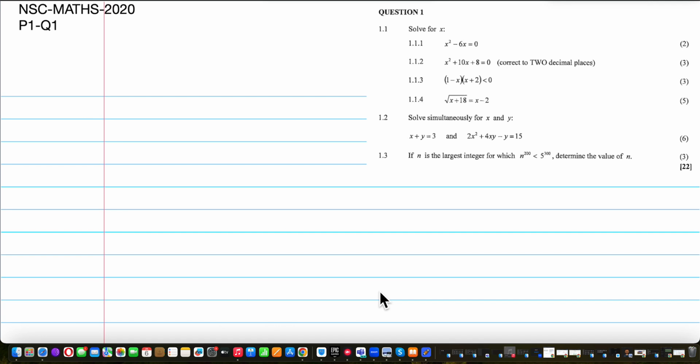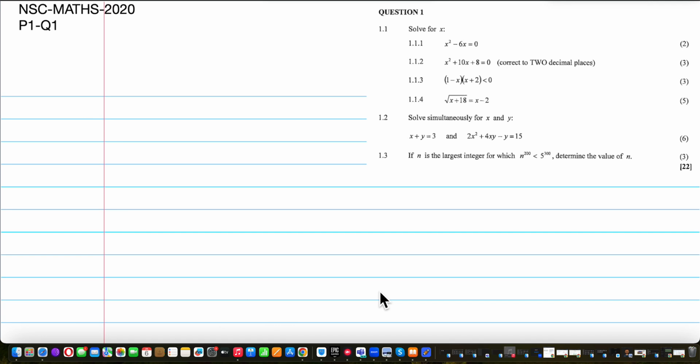Today we are going to be looking at the NSC Maths exam from 2020. We are going to be answering question 1 of paper 1 from that year. So question 1 typically deals with solving equations and inequalities, solving simultaneous equations, and applying your laws of exponents in some cases. So in this video, we are going to focus on solving question 1.1.1, where we will be answering the question, solve for x, where the equation is x squared minus 6x equals 0. And then in the upcoming videos, we will be continuing to answer the remaining sub-questions of question 1. So let's begin.